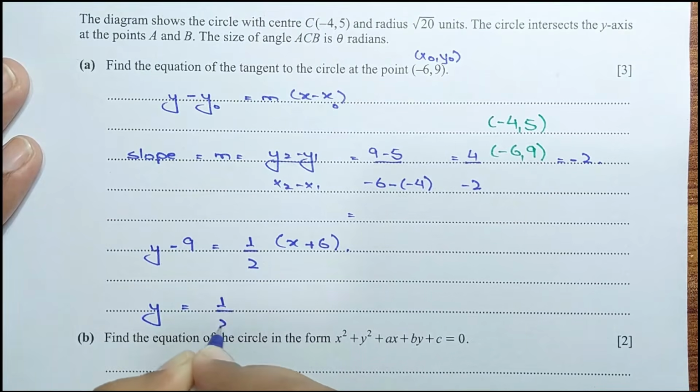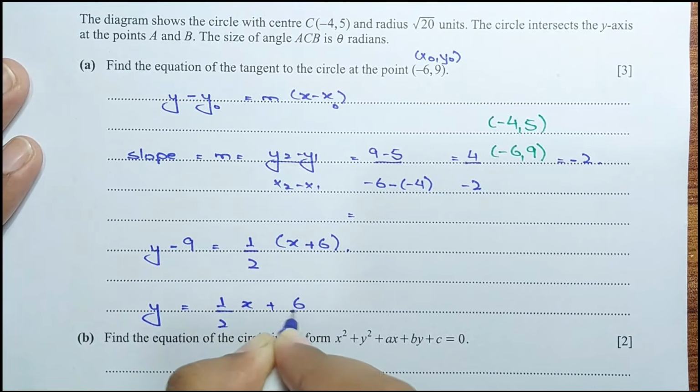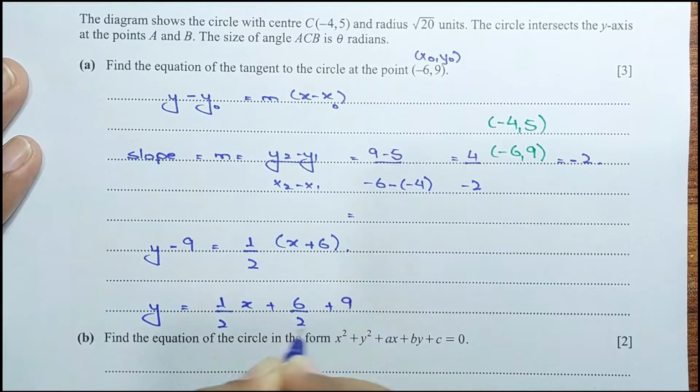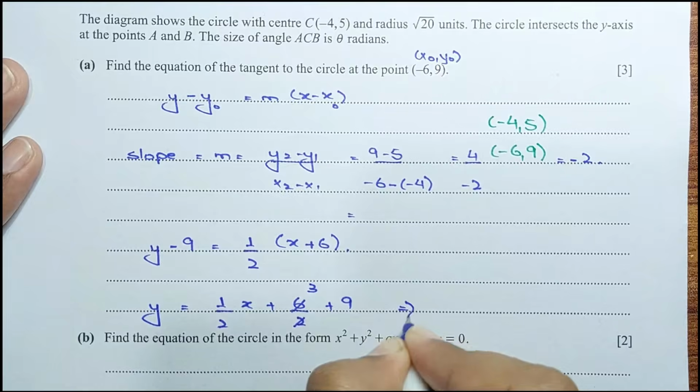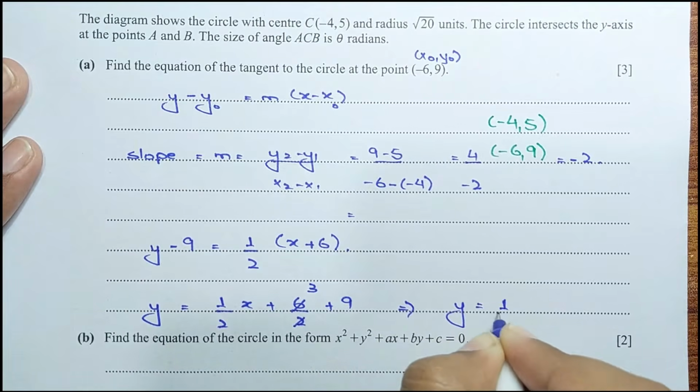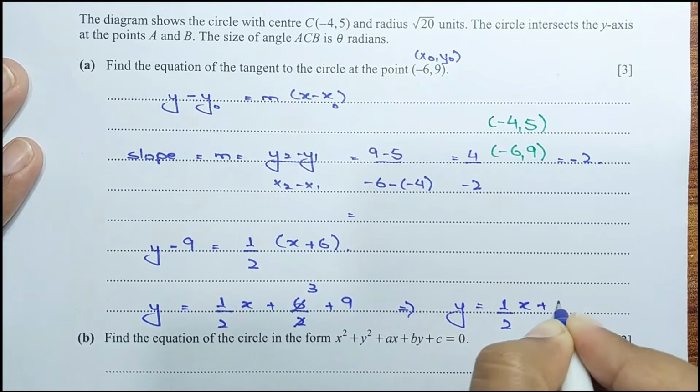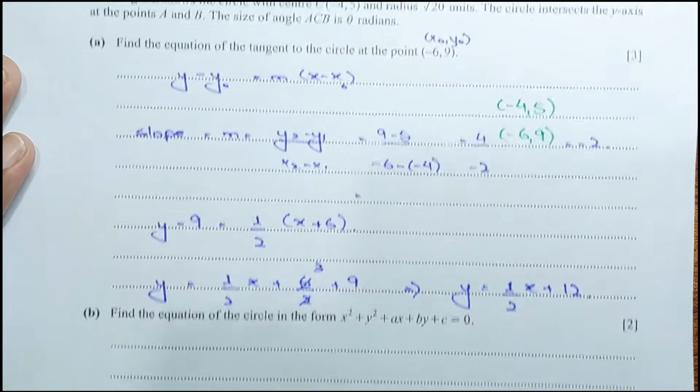Or if we arrange it in the form y equals 1/2x plus 6/2 plus 9. So 2 times 3 is 6, and 3 plus 9 is 12. So here y equals half x plus 12. That is the equation of the tangent to the circle at the point.